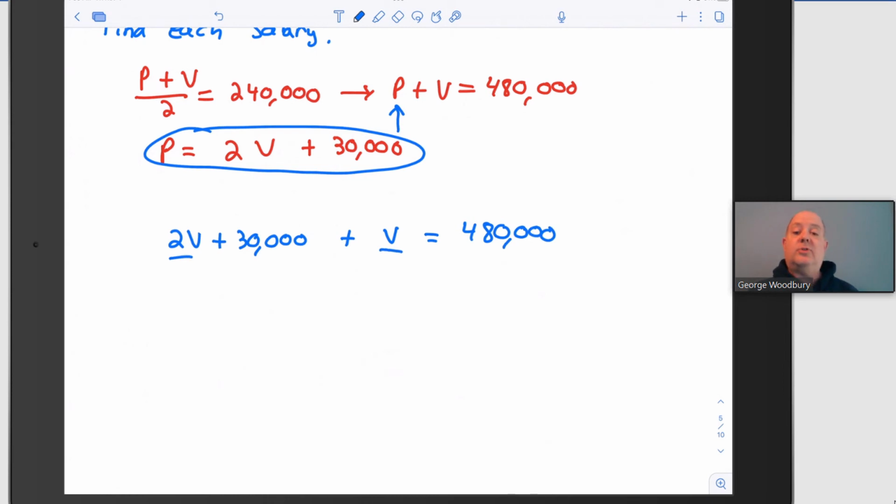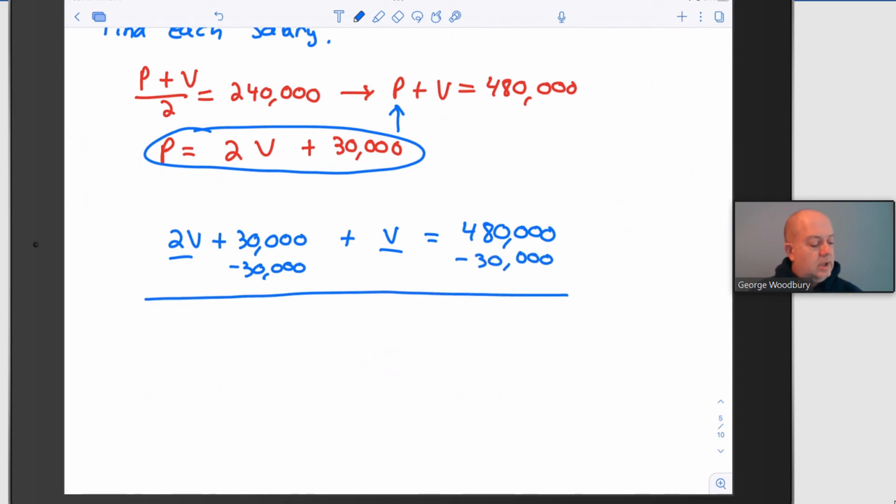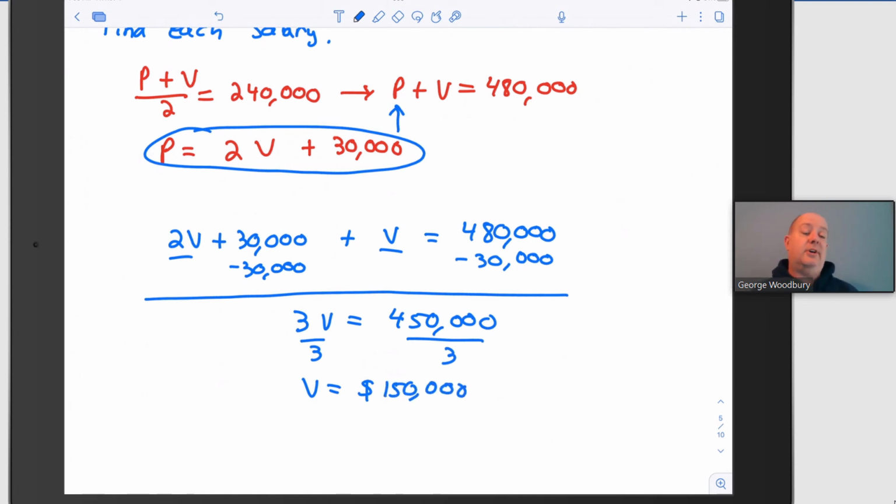I've got some like terms to combine. I also have 30,000 that I can subtract to the other side. And that leaves me with 3V equals 450,000. Divide by 3 on both sides of the equation. V equals 150,000. So I know that the vice president's salary is $150,000.